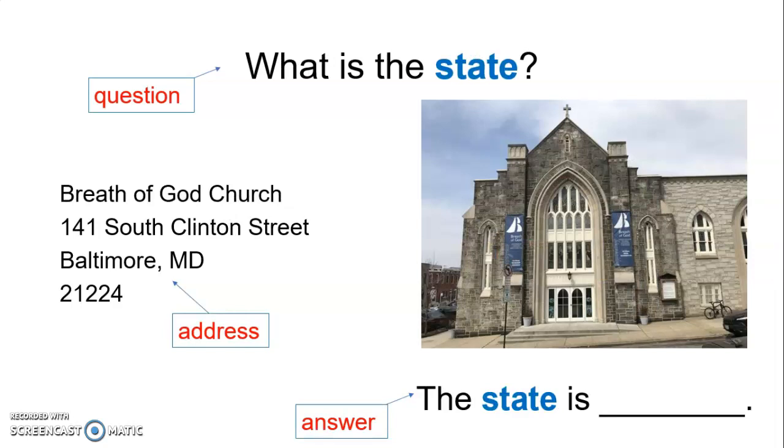All right, what is the state? What is the state for this address? Breath of God Church, 141 South Clinton Street, Baltimore, Maryland, 21224. The state is, ¿cuál es la state de la dirección?